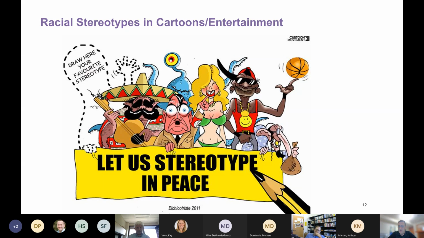Cartoons and entertainment are a major source of stereotyping. Again, as a German, whenever I watch a movie and the villain is first introduced, I'm like, okay, wait for it. And lo and behold, here comes the German accent, right? Christoph Waltz is always chosen to play the villain. And there are other stereotypes, whether related to women or to certain ethnic groups. Now, in this particular picture, the cartoonists are making the case, let us stereotype in peace. But the reality is that these stereotypes influence our perception.